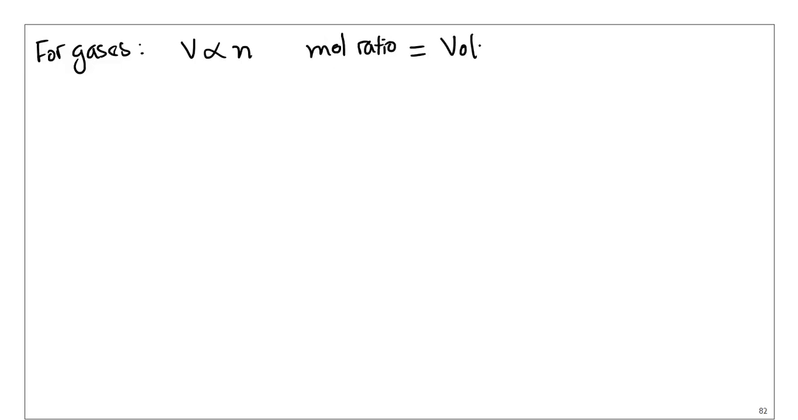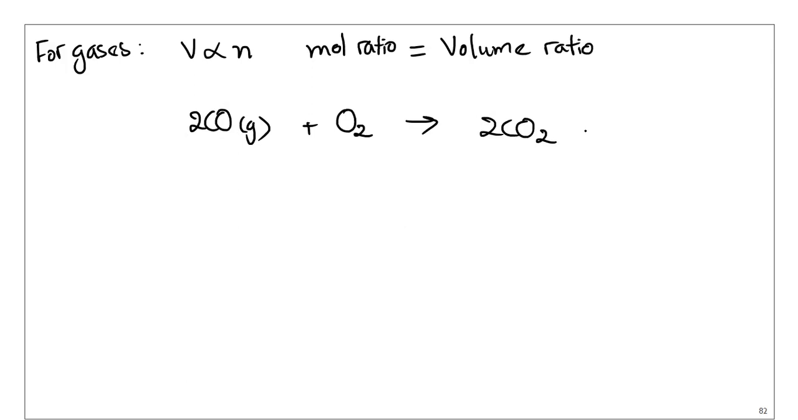as volume ratio. So I should be able to determine which reactant is in excess and which is a limiting reagent by using the volume of the reactants provided. I shouldn't have to do any conversion to the number of mole. So I'm just going to rewrite the equation again. I think it was 2CO plus O2 going to 2CO2. Everything is a gas.